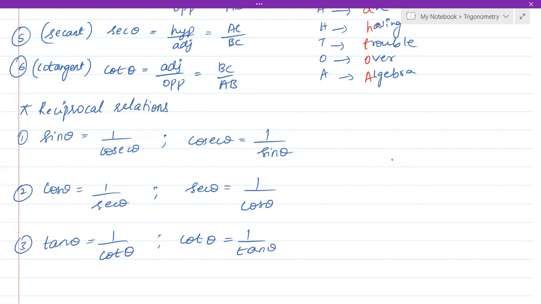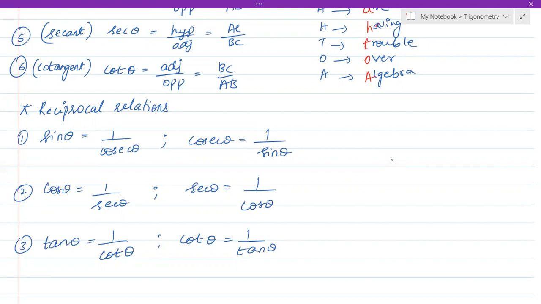See, it's very easy. So what do you get if you take the reciprocal of sine theta? We get cosecant theta. So how do we write it mathematically? Sine theta is equal to 1 by cosecant theta. So the reciprocal of sine theta is cosecant theta. The reciprocal of cos theta is secant theta. The reciprocal of tan theta is cot theta. How do we write it? Tan theta is equal to 1 by cot theta. We say it like this: tan theta is the reciprocal of cot theta. While saying, we say it like this, but while writing it, we write tan theta is equal to 1 by cot theta. Cot theta is equal to 1 by tan theta, and so on.